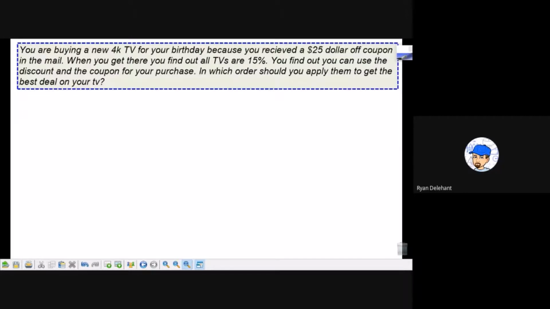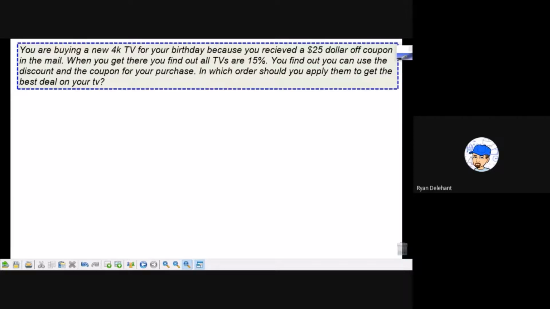So let's say you were buying a new 4K TV for your birthday because you received a $25 off coupon in the mail. When you get there, you find out that all TVs are on sale for 15% off. You find out you can use the discount and the coupon for your purchase, both of them. Which order do you want to do that? And notice, do I tell you how much the TV costs? So that means there's got to be some overall general rule here, right?